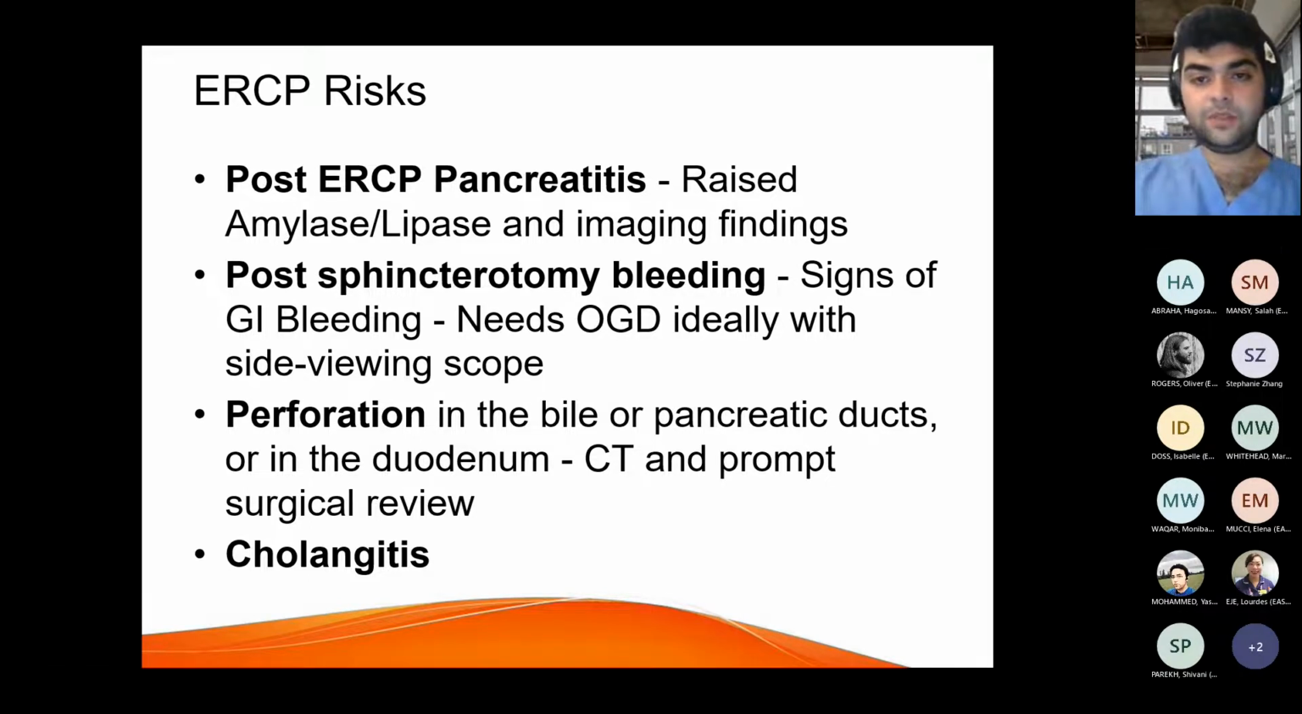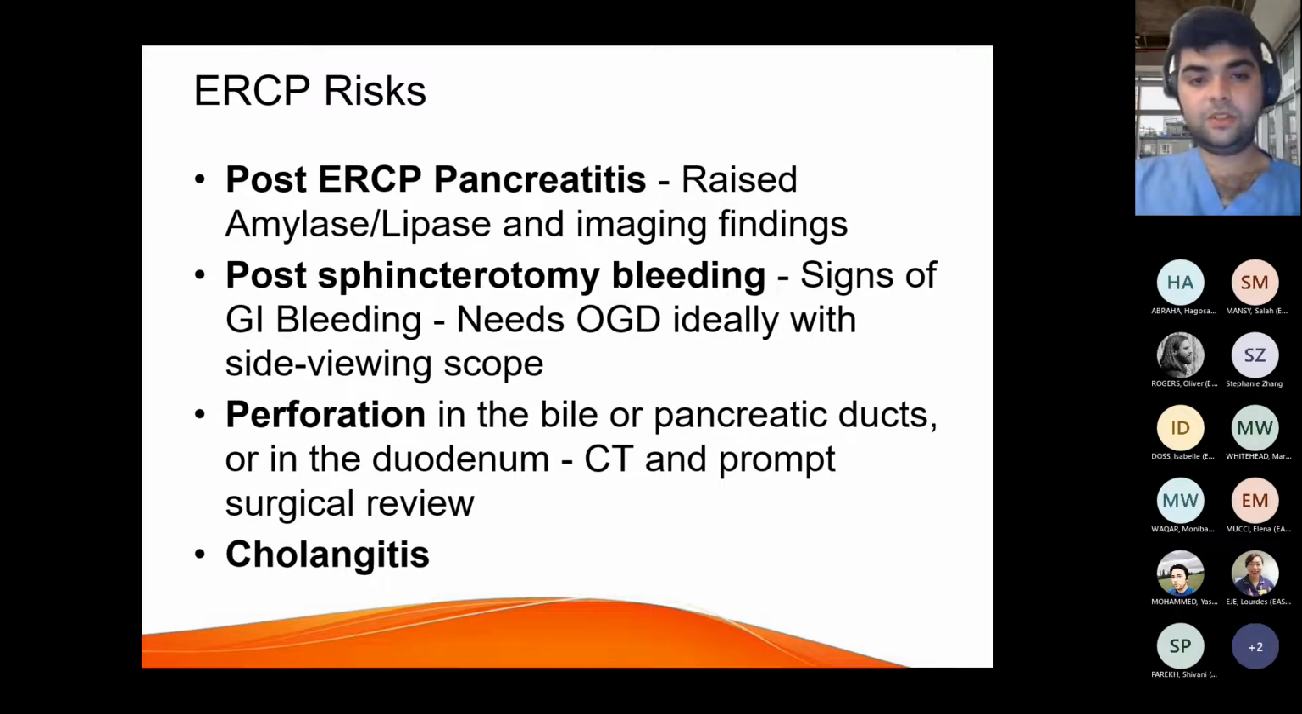One thing to know about post-sphincterotomy bleeding is that, because we use a side-viewing endoscope to access the biliary system, sometimes with a routine standard forward-viewing endoscope it might be difficult for us to actually visualize where the bleeding is from. So in an ideal scenario, sometimes you actually need the ERCPist to do the OGD with a side-viewing scope in order to fix the problem.